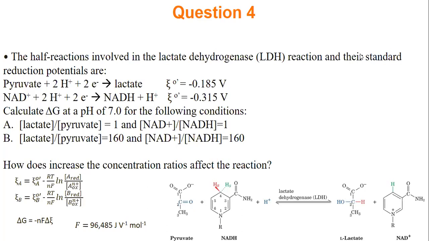So I'm just going to rewrite A and B because it always confuses people. When I say that this ratio is 1, that means lactate and pyruvate are the same number. NAD+ and NADH are the same number. When I say this ratio is 160, that means lactate's 160, pyruvate's 1, right? 160 divided by 1 is 160. Same thing here.